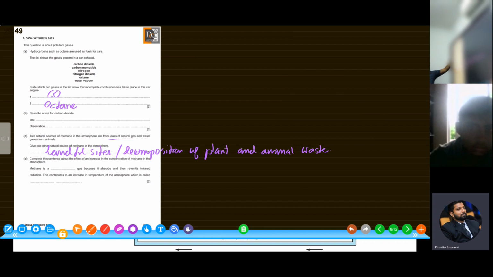Okay, complete the sentence about the effect of increase of concentration of methane in the atmosphere. Methane is a greenhouse gas, because it absorbs and then re-emits infrared radiation. This contributes to an increase in temperature, which is called global warming.